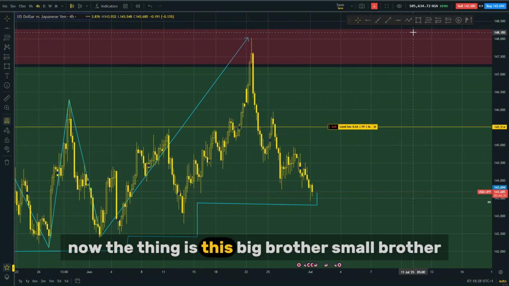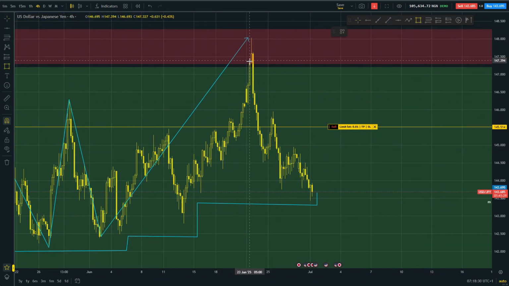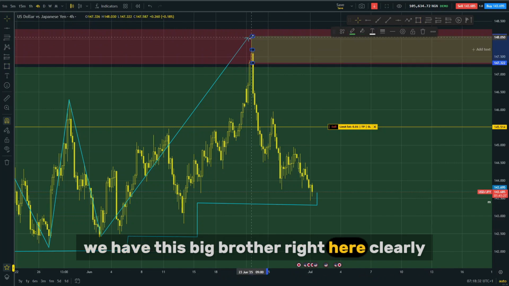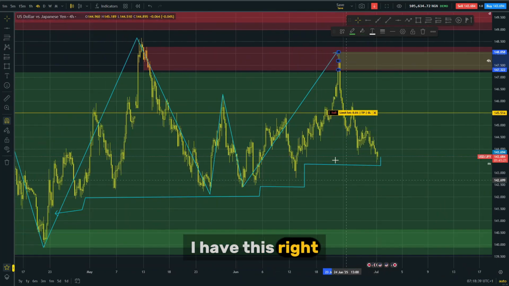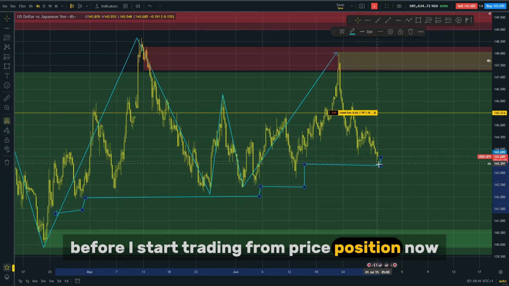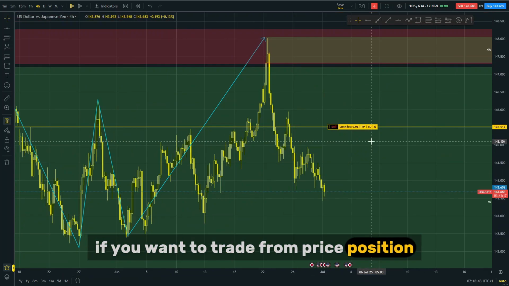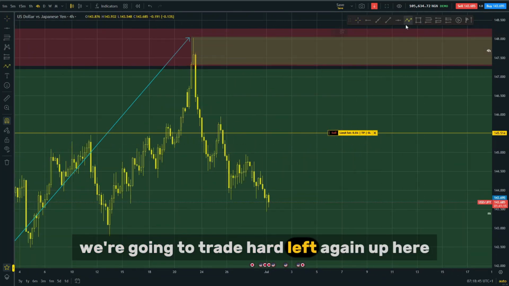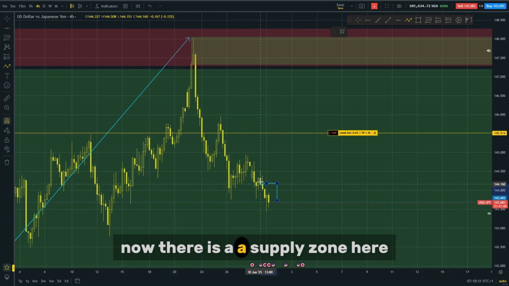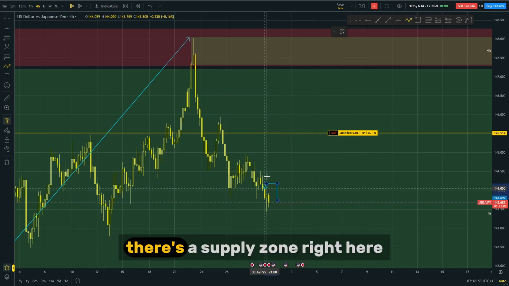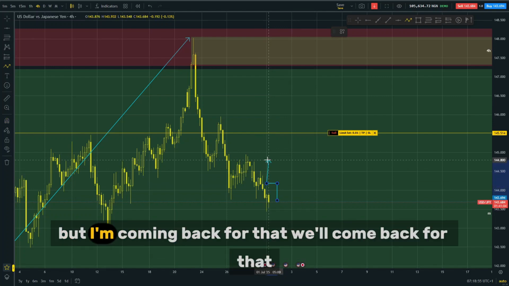Now the thing is this, big brother, small brother. We have this big brother right here. Clearly, I have this before I even start trading from price position. Now if you want to trade from price position, we're going to trail hard left again, up here. Now there is a supply zone here, right here, but I'm coming back for that. We'll come back to that.